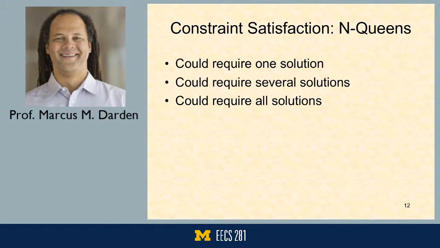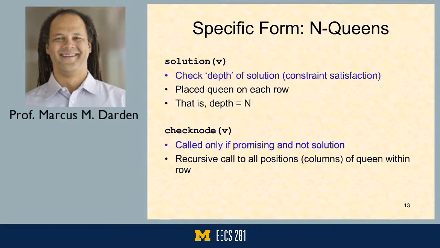As we look at this constraint satisfaction, we could require one solution, we could require several solutions, or we could require all the solutions. We'll see a nice piece of code that does generate all of them and lets us run some statistics. It'll tell us how many were found for every n, and it's pretty fun. So, the specific form, remember, of any backtracking solution is going to have its very own solution function. This is how we check to see if we have included all of the things. And then it's also going to have its very own promising check. So we'll have to look at both of those.